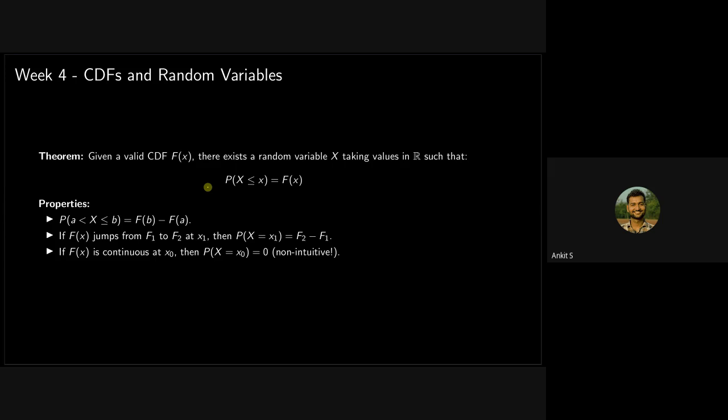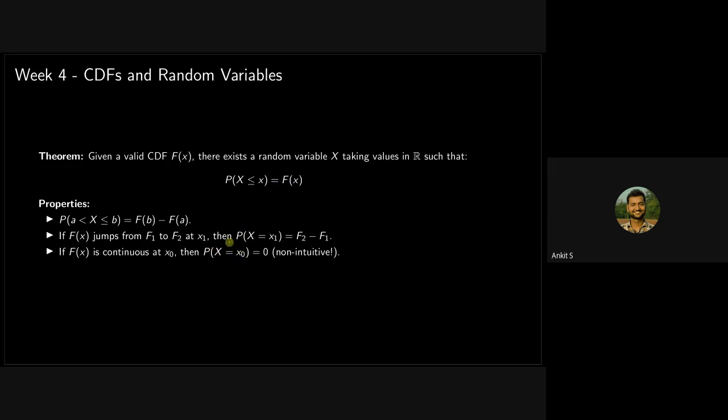What are the three properties of a valid CDF? First, as x approaches infinity, the value of the probability should be equal to 1. The value of the CDF function should be 1. Okay, and it should be piecewise continuous. These are a few properties of a valid CDF. So if some CDF is a valid CDF, then it represents a random variable.